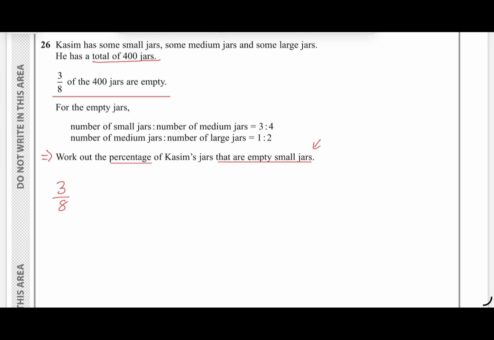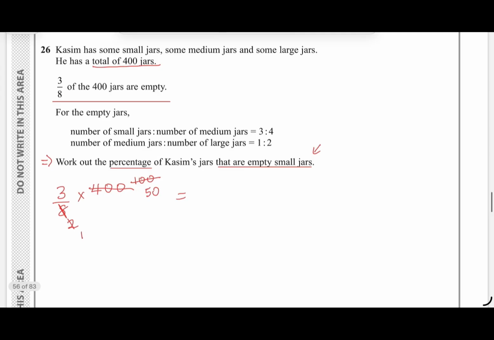Of means times, so times by 400. So if we just divided 8 by 4, that is 2. Divide 400 by 4, that is 100. And then divide 2 by 2 is 1. Divide 100 by 2 is 50. So 50 times 3 is 150. So we know there are 150 empty jars.